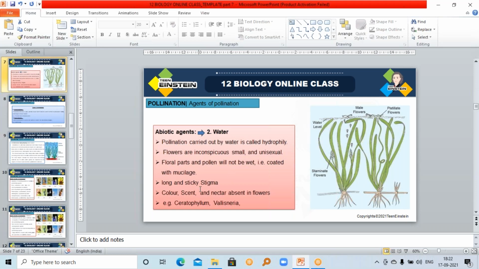And they have a long and sticky stigma. Their stigma is long and sticky, so that the pollen grains which are moving through the water will come and stick to this stigma, right?